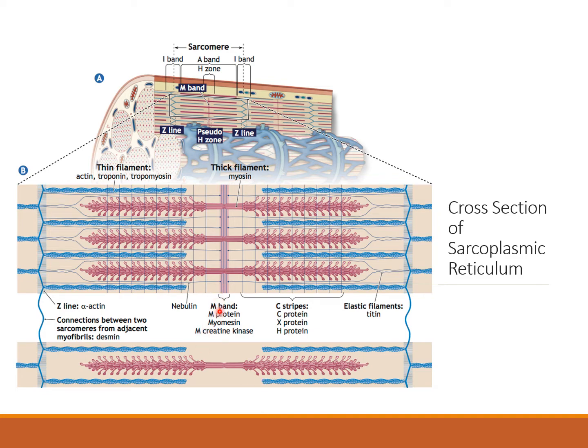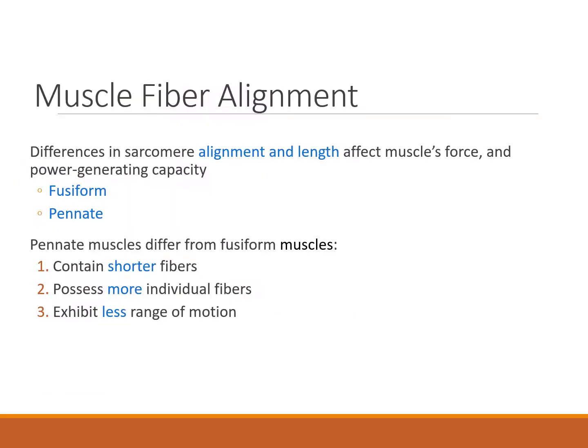And then you also have this M band, and that's pretty much the attachment point where these two myosin filaments end up connecting together. And that pretty much summarizes these structures that make up a sarcomere. So the differences in sarcomere alignment and length affect muscles' force and power generating capacity.